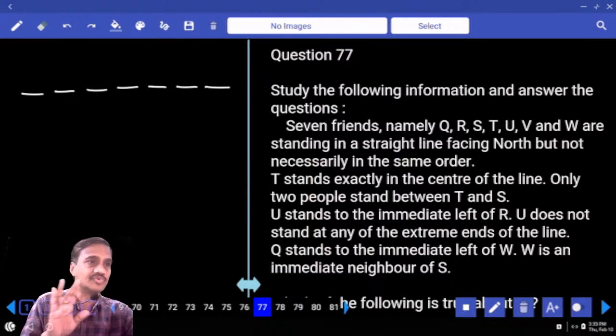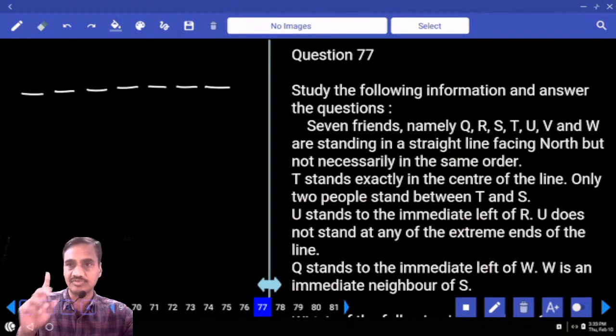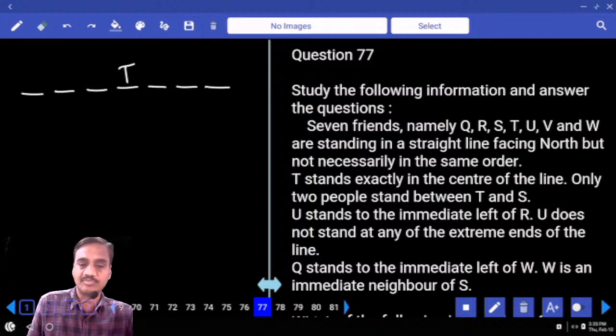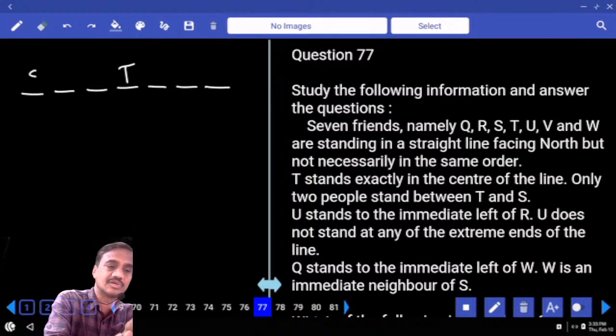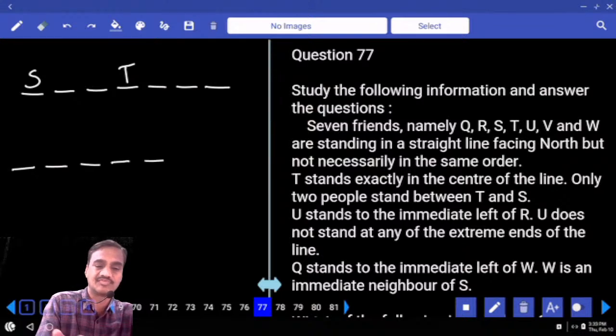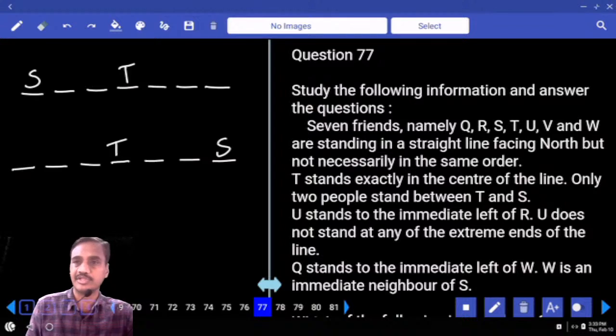And it must be the first priority because there is no other parameter added, and all the persons are facing towards one direction. And T stands exactly in the center of the line. That means T must be at the fourth place. And only two people between T and S, how many possibilities do we have? We have two different possibilities. Either this S can be at the left extreme end of the row or the right extreme end of the row. Now, two people between T and S.